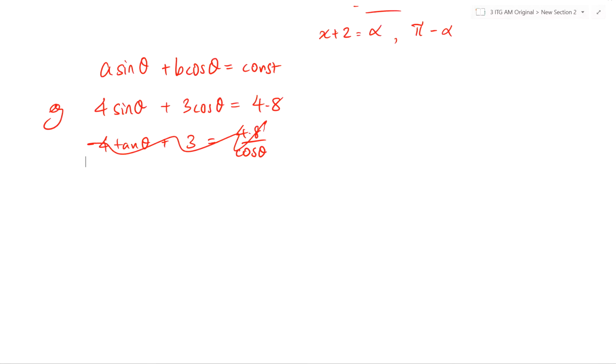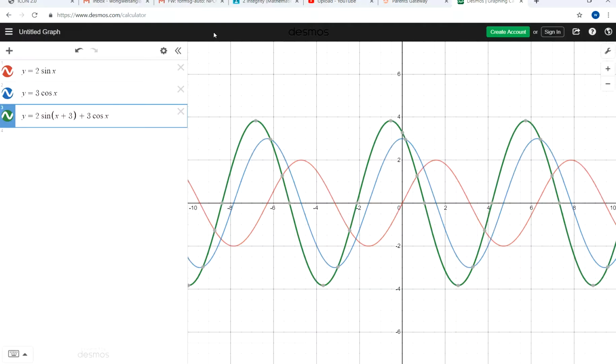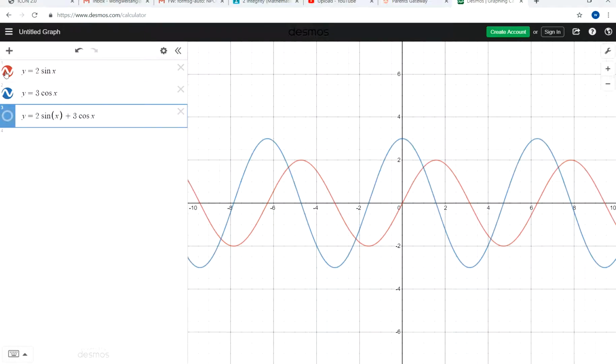Turns out, let me show you something. The graph of 3 cosine x, in blue. No surprises either. But something interesting happens when I add 2 sine x plus 3 cosine x. Do you think the graph will look complex when I have the next graph, y equals the blue graph plus the red graph? Do you think you will get a complex shape? No. I think it's just a sine graph.